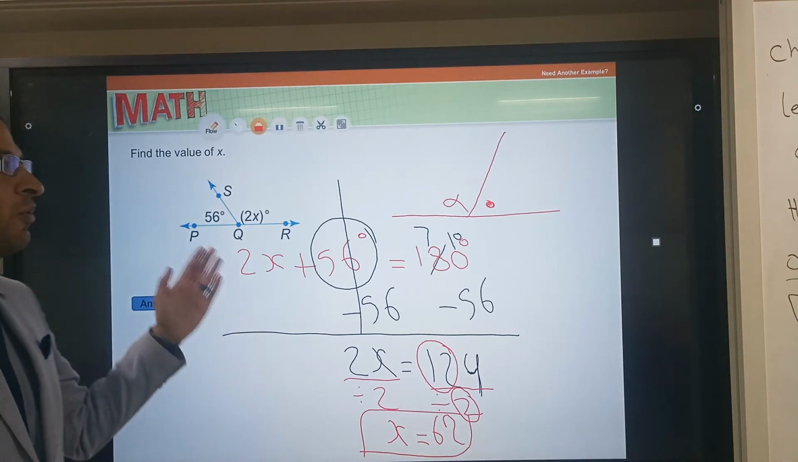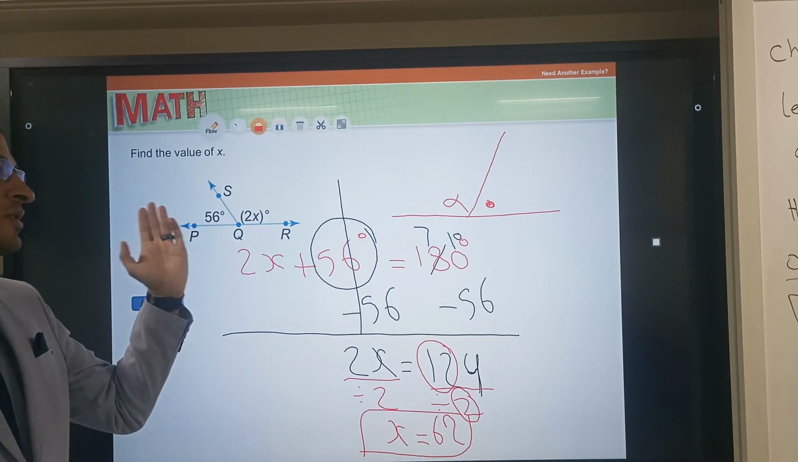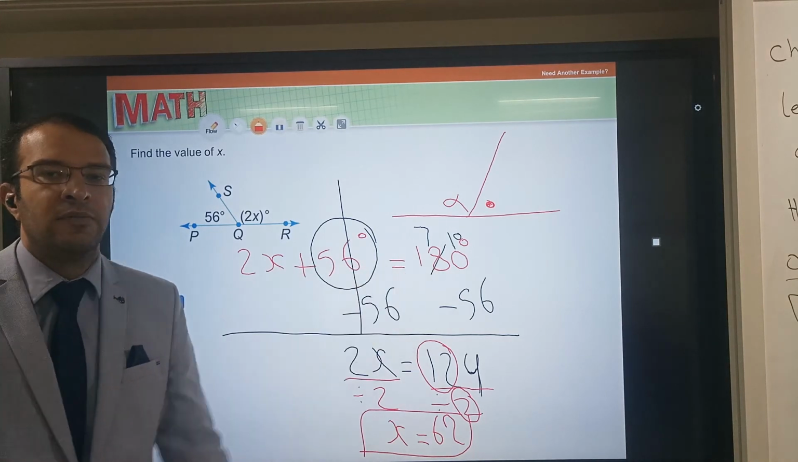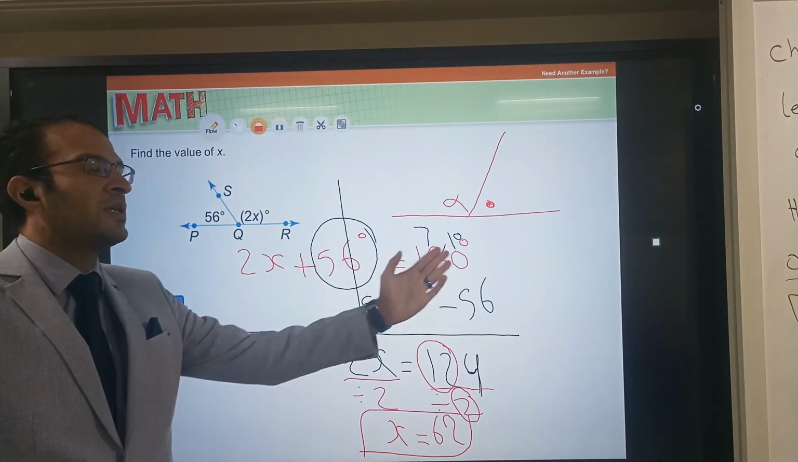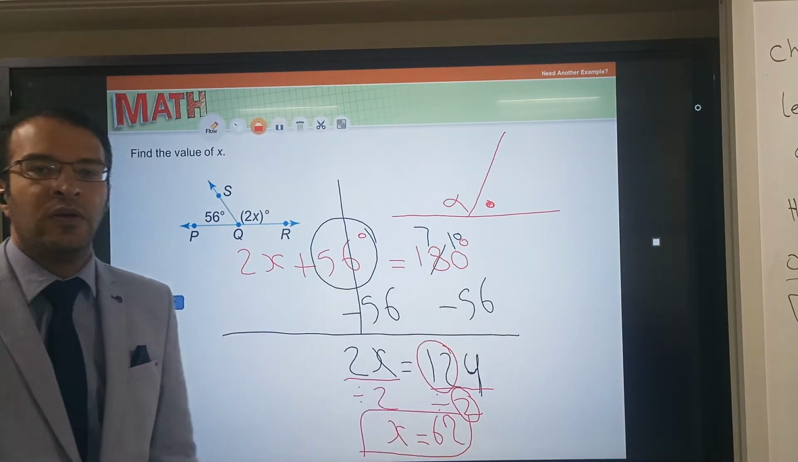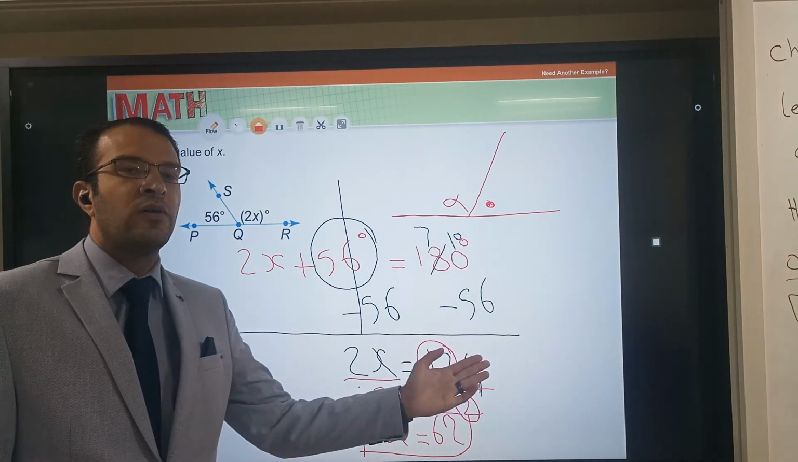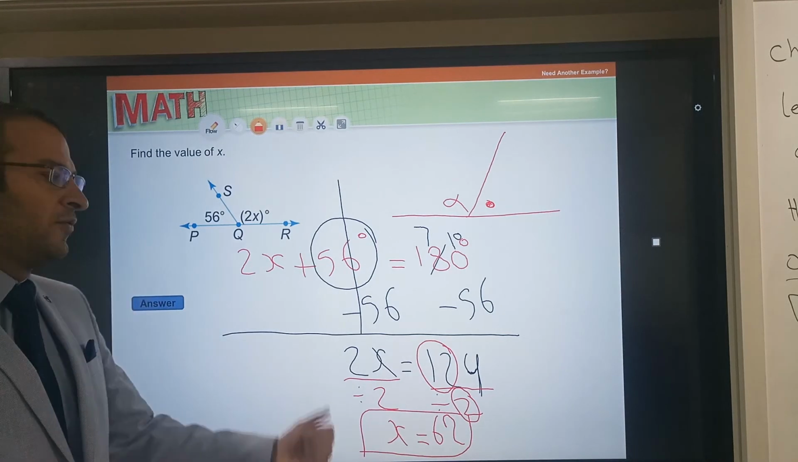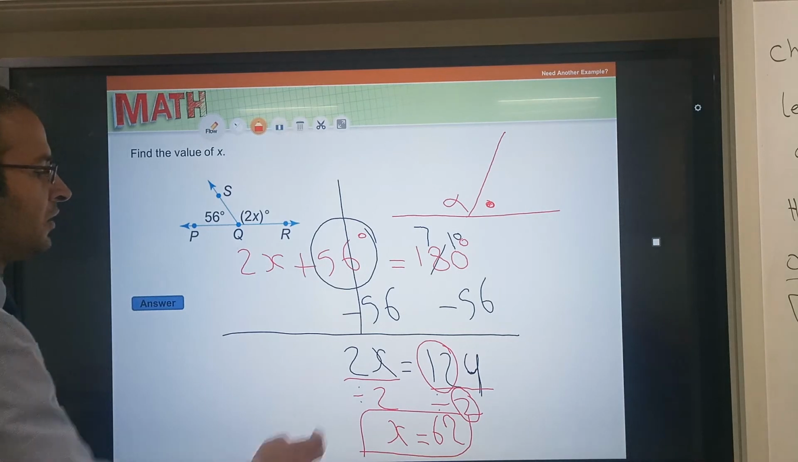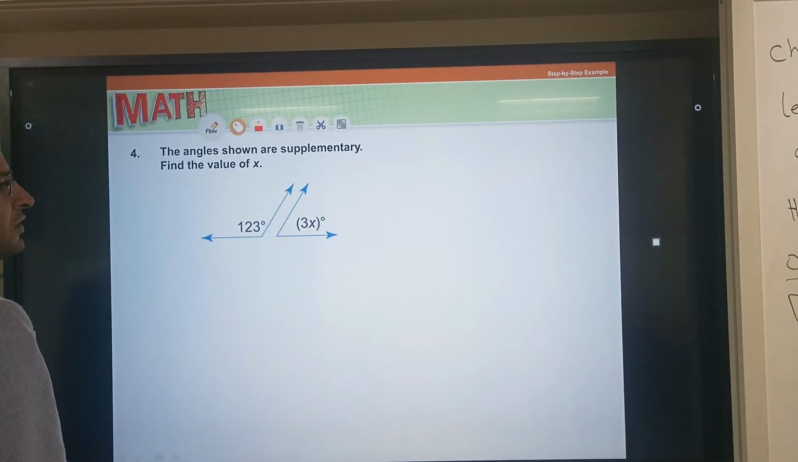Again, what do we do? I make the sum of the pair of angles equal 180. So 2x plus 56 equals 180. We subtract 56 from both sides, so 2x is equal to 124. After that, I divide both sides by 2, so the value of x is equal to 62.